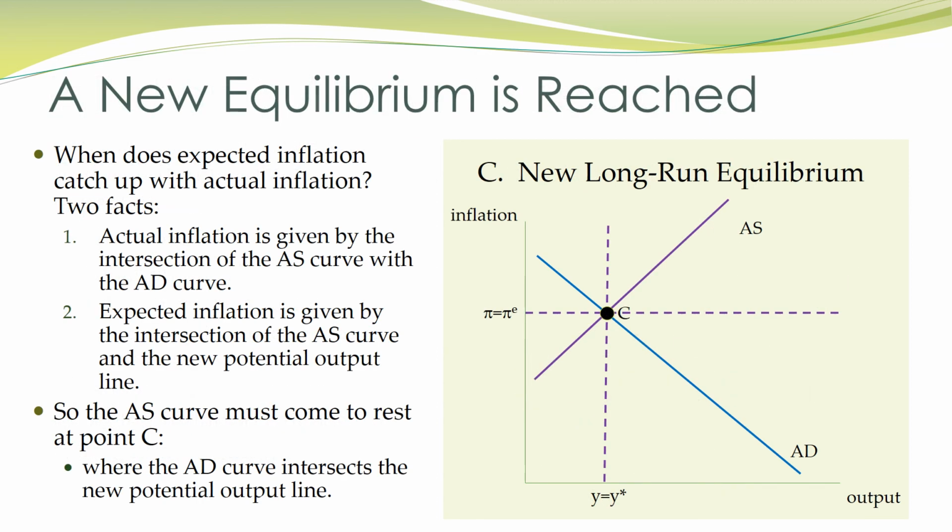When does this happen? As before, we can use two general rules to figure this out. First, actual inflation is always given by the intersection between the AS and AD curves. Second, expected inflation is always given by the intersection of the AS curve with the potential output line. So the only way that expected inflation can reach actual inflation is if the AS curve passes through the point where the AD curve intersects the potential output line. This appears as point C in the diagram.